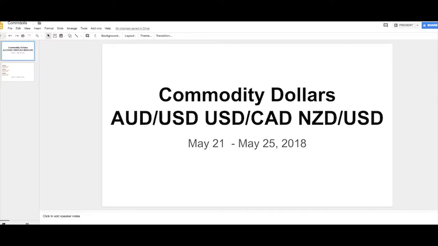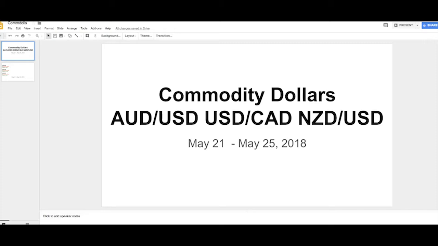Welcome to the weekly technicals for commodity dollars for Aussie dollar, dollar CAD, Kiwi dollar from May 21 to May 25, 2018. And the story in the COM dollar is essentially the one that's been going on for quite a long time, which is that it's a low volatility referendum on dollar strength. And this week we actually saw a little bit of COM dollar strength, a little bit of recovery as they came into some very long-term support levels, especially on the Aussie and the Kiwi.